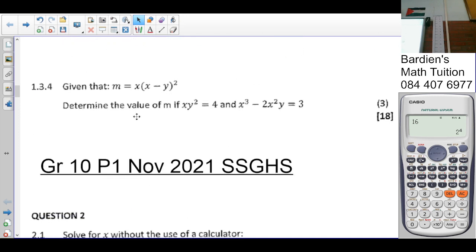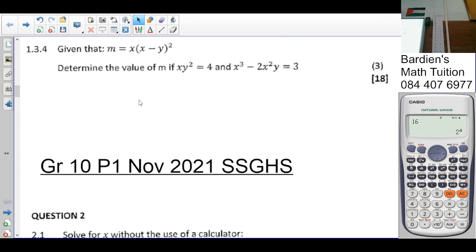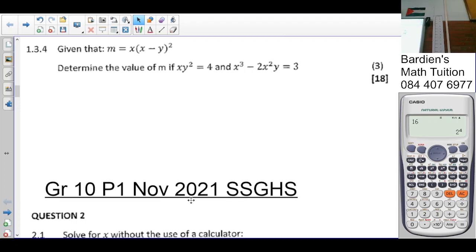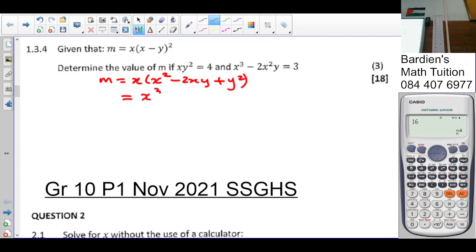The next question says, given that m is equal to x into x minus y whole squared, determine the value of m if x times y squared is equal to 4 and x cubed minus 2x squared y is equal to 3. So of course, to simplify that, get rid of the brackets and the square. So m is simply equal to x into the binomial squared, which gives you x squared minus 2xy plus y squared. Then I multiply the x in, which gives you x cubed minus 2x squared y plus xy squared.